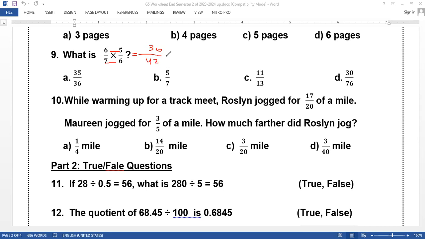Because they are both even numbers, we can simplify by 2. 30 becomes 15 because 30 divided by 2 is 15. 42 divided by 2 equals 21. We keep simplifying. We divide by 3. 15 divided by 3 equals 5. 21 divided by 3 equals 7. So the answer is 5 over 7.